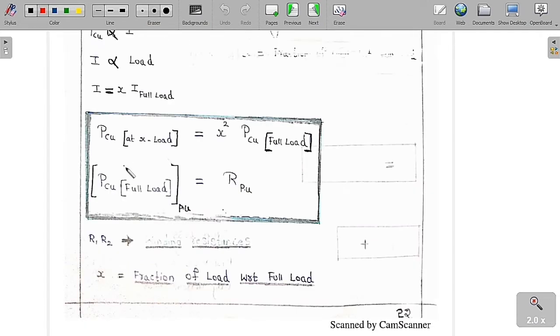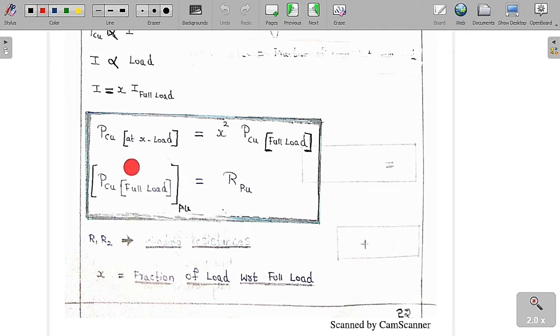Then definitely copper loss at any x load is equal to I square into R naught 1. I is nothing but x times the I full load current, whole square, which is equal to x square into I full load square into R naught 1, which is nothing but x square into full load copper loss. So therefore copper loss at any x load is equal to x square times the copper loss at full load.